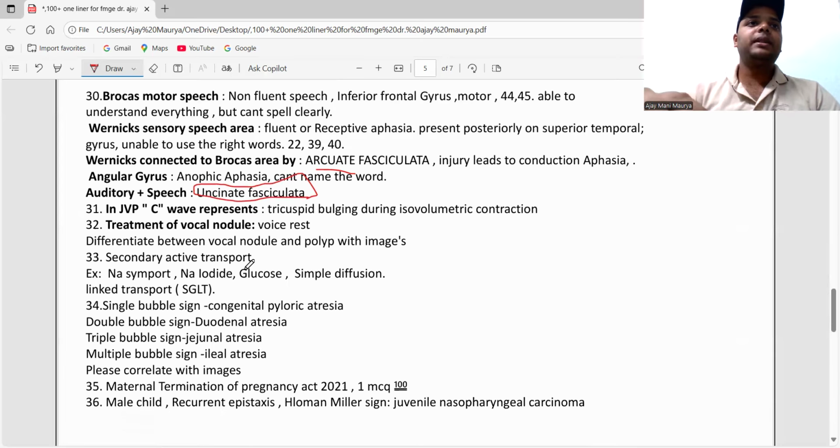Next one, in the JVP, what does the C wave represent? It represents tricuspid bulging during the isovolumetric contraction. What does the cannon A wave represent? Complete heart block. The JVP is also important, guys.